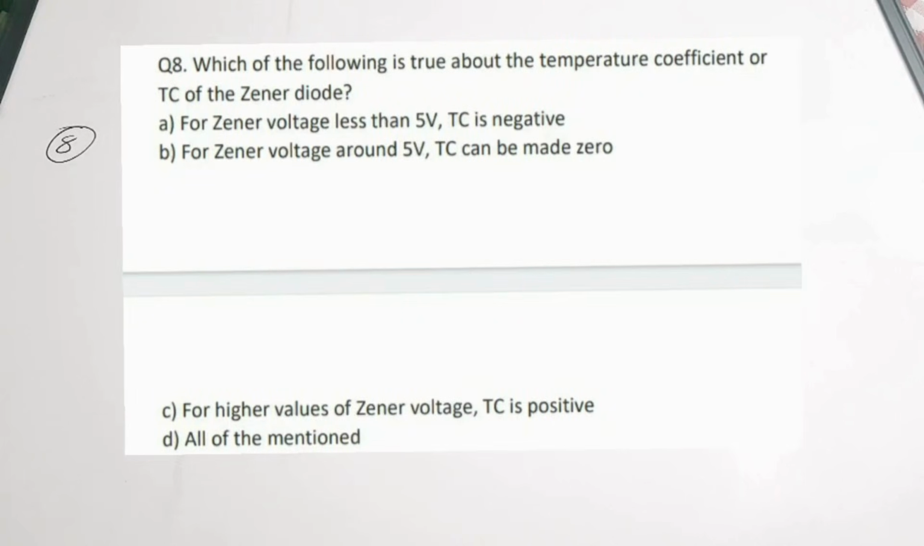The 8th question is, which of the following is true about the temperature coefficient or TC of a Zener diode? A. For a Zener voltage less than 5 volt, TC is negative. B. For Zener voltage around 5 volt, TC can be made 0. C. For high voltages of Zener diode, TC is positive. D. All the mentioned.